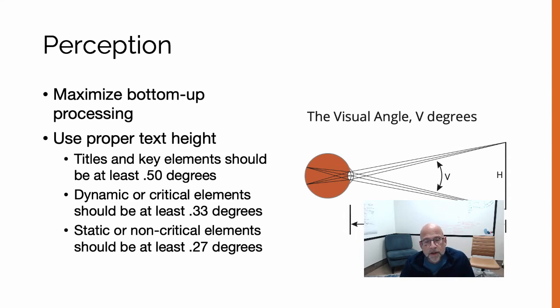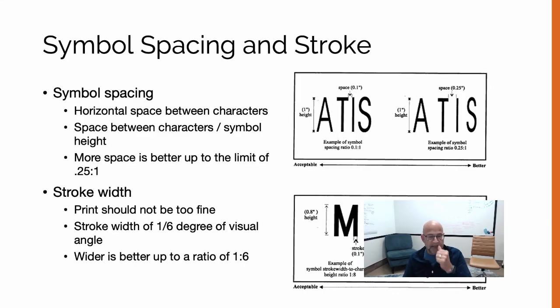In fact, the title should occupy about 0.5 degrees on our retina. That should be its visual angle. Dynamic or critical elements that are part of that should be about 0.33 degrees, and static or non-critical elements like text should be about 0.27 degrees. But there are lots of other things that determine how well we're able to see and make sense of text.